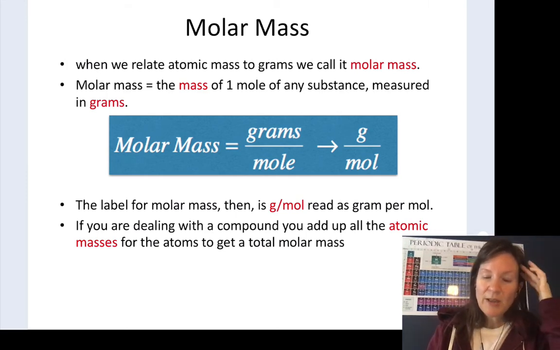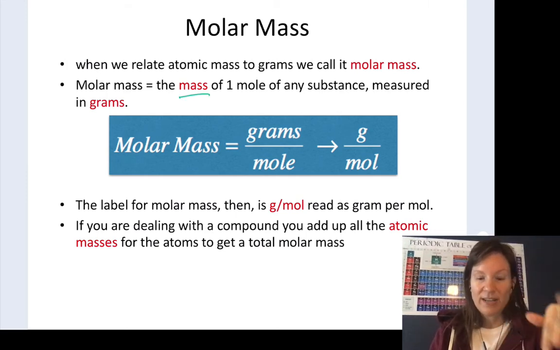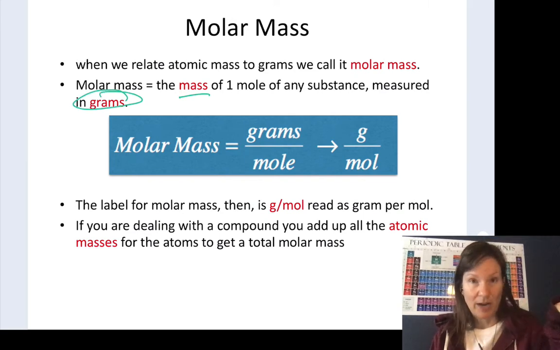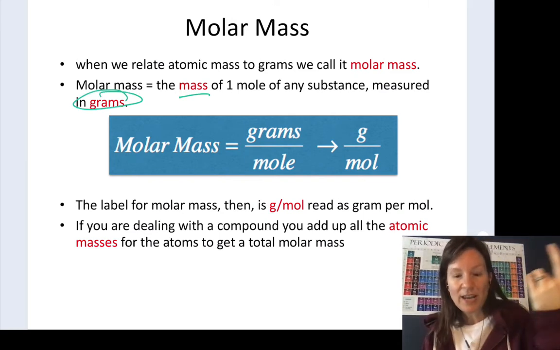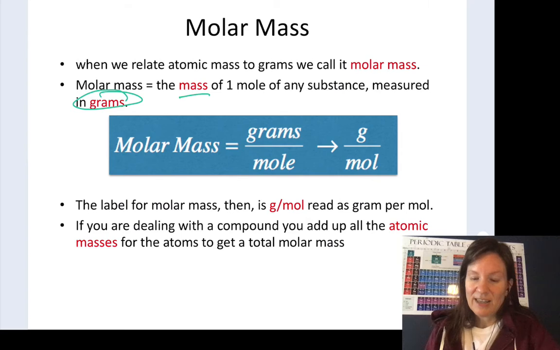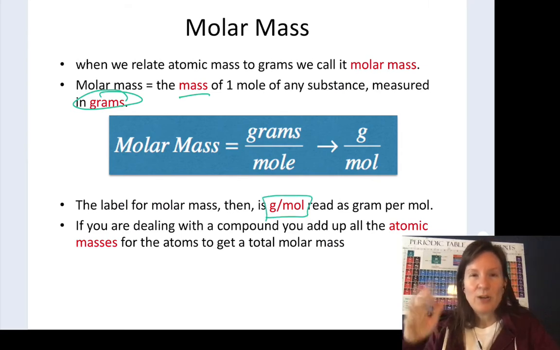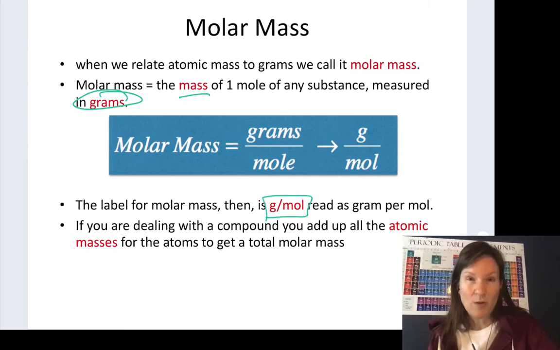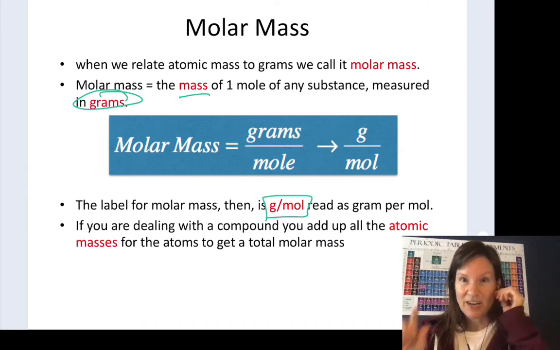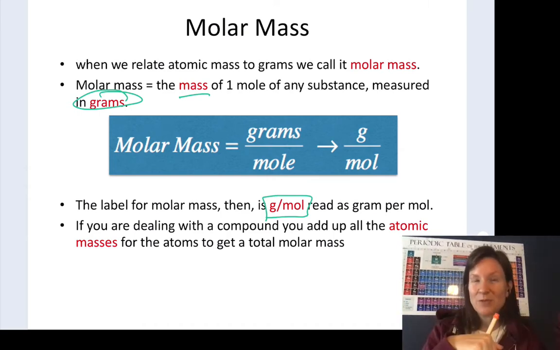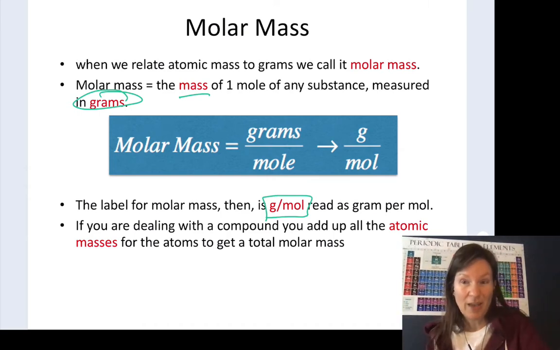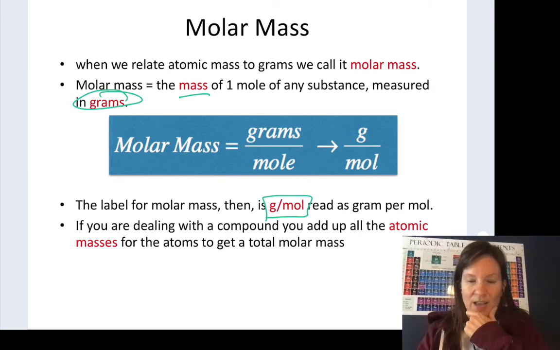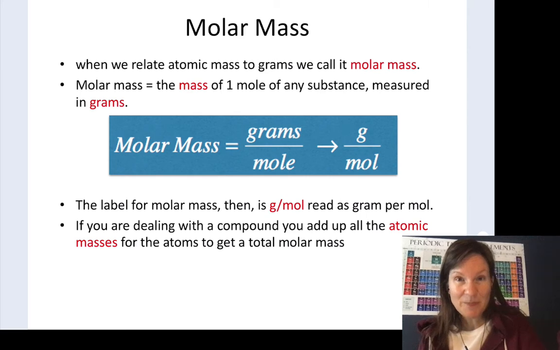So molar mass is the mass of 1 mole of any substance, and the label on that will be grams. So when I write the label for molar mass, it is how many grams I have per 1 mole. It's a conversion factor. It's a relationship. How many grams do I have if I have 1 mole of that thing? The periodic table gives you this information for any atom.